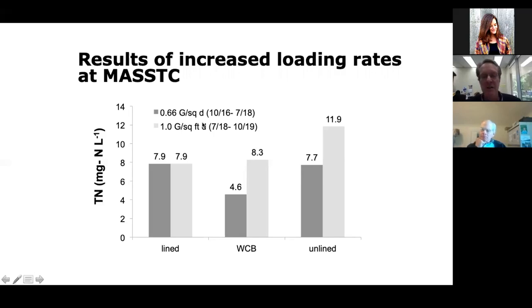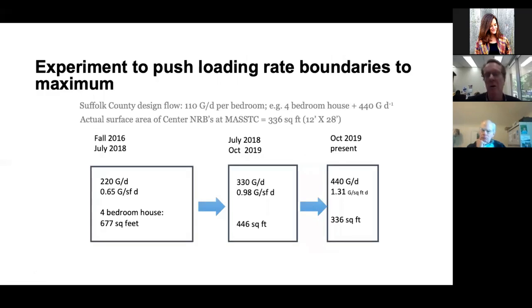If it's an unlined system, you design it based on 0.75, which is the rate that we used in our early systems, which, as Caitlin will tell you in a minute, our experimental systems in Suffolk are working very well at 0.75 gallons per day.